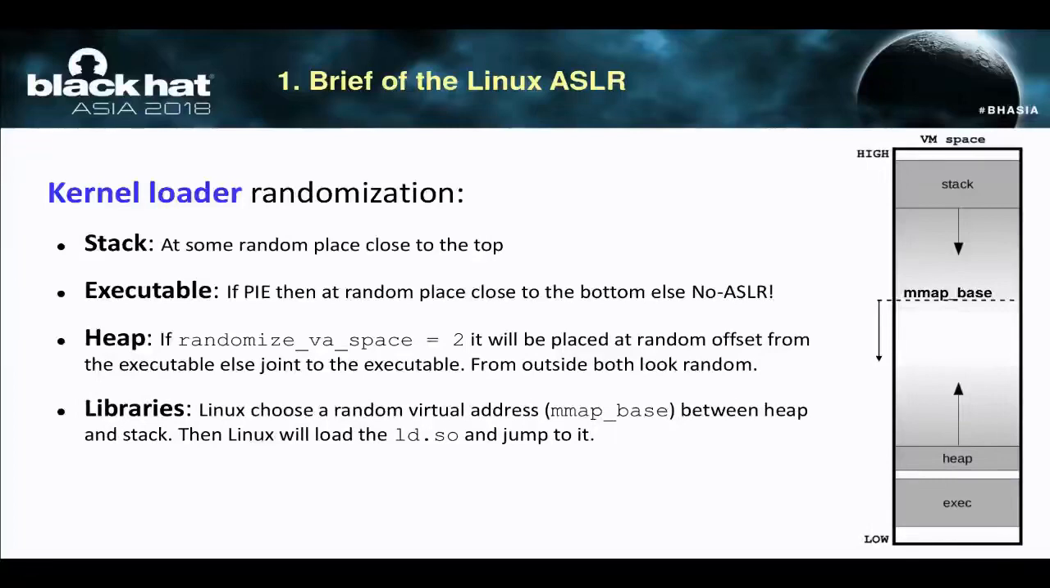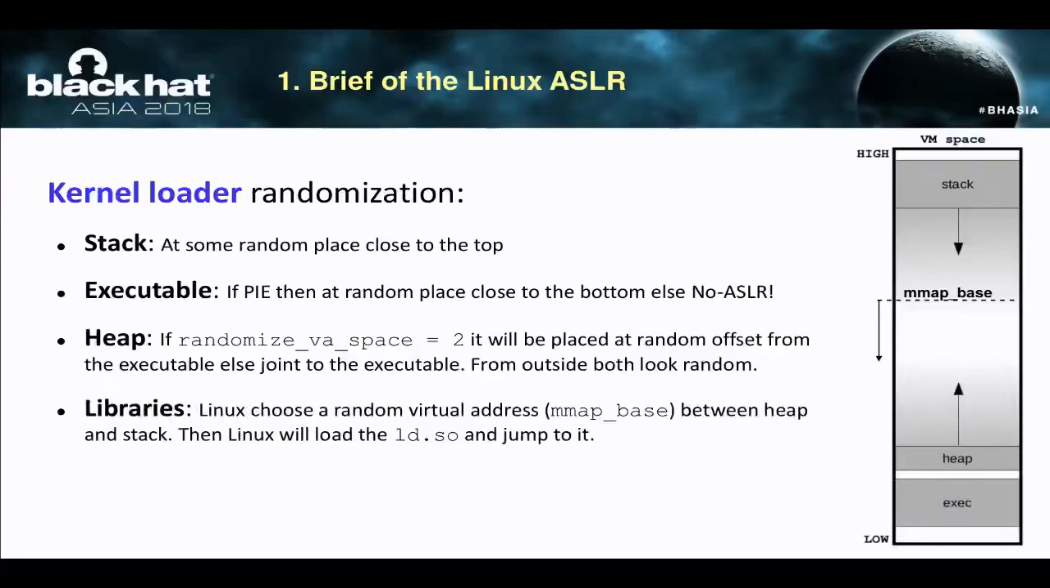The stack is at some random place at the top. The executable, if it is compiled as PIE, be careful with that, because I think recent versions of Ubuntu already use it. But if you don't specify this compiler flag, don't expect the executable to be randomized, because the kernel can't do magic. The heap: if you are using randomize_va_space equal to 2, which is a Linux kernel configuration, then the heap will also be randomized. Don't get confused, because maybe you will see a 1 here. If you see a 1, it means the heap is not randomized, which means it's joined to the executable. But because the executable is randomized, from outside it looks like the heap is randomized, but actually it's not. In other words, if you know where the executable is, you know where the heap is, and the opposite.